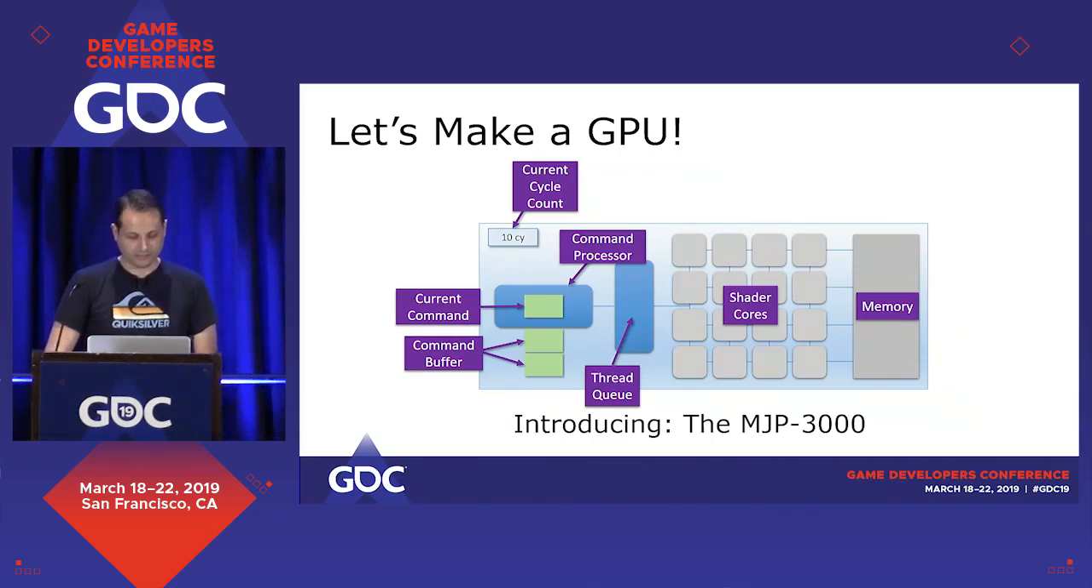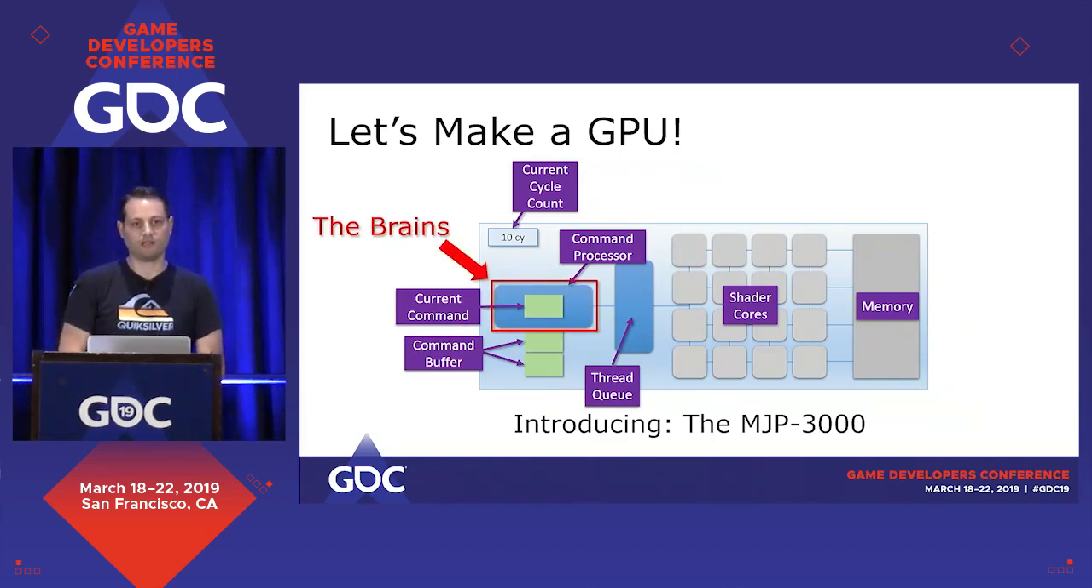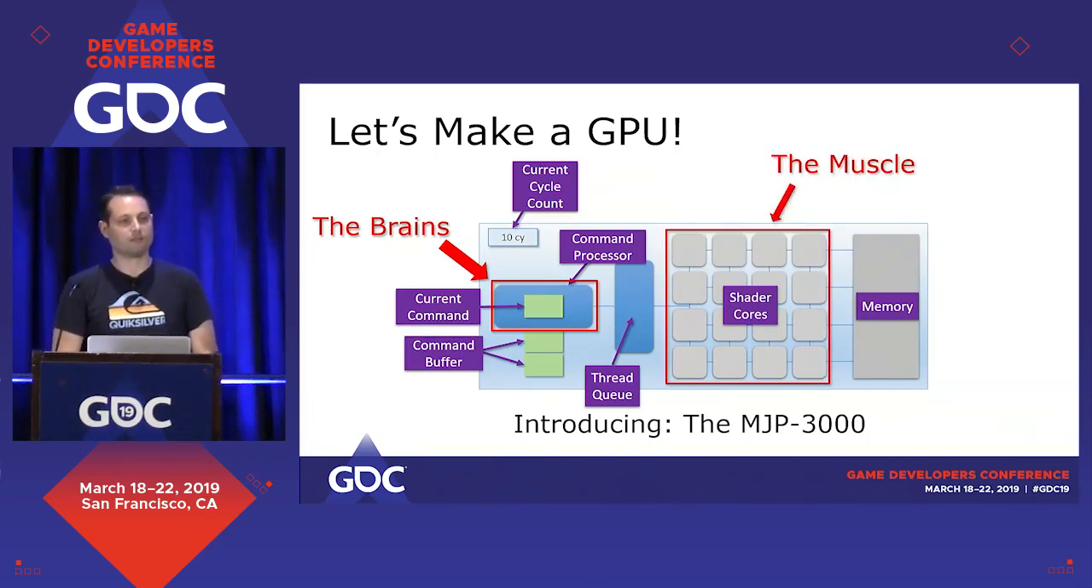Broadly speaking, the command processor over on the left is what I'd call the brains of the operation. This guy is going to be able to process different commands and is mostly responsible for the scheduling and figuring out which work should actually run. Meanwhile, the shader cores are what I would call the muscle, because these guys are doing all the heavy lifting. They're not smart. They just do what they're told and they just run things, but they are actually doing all the work.